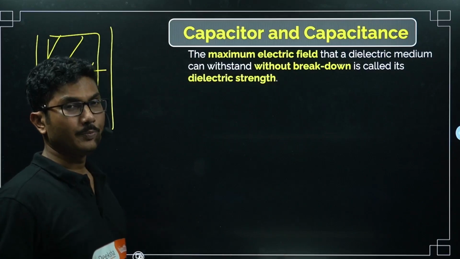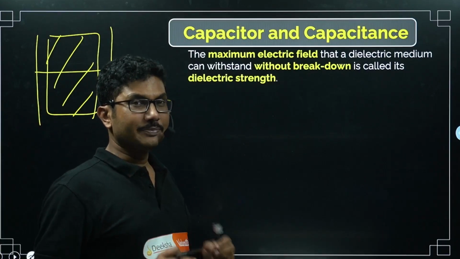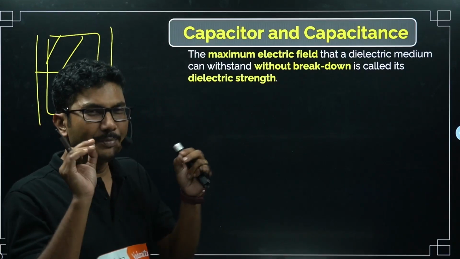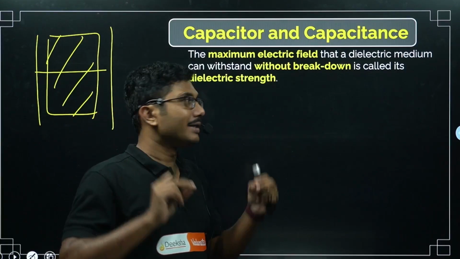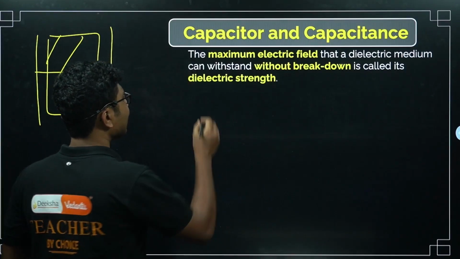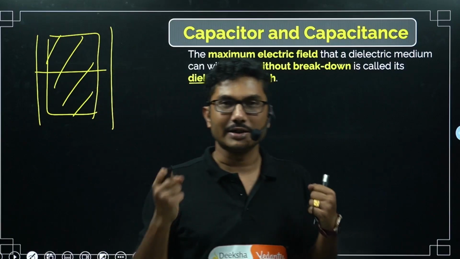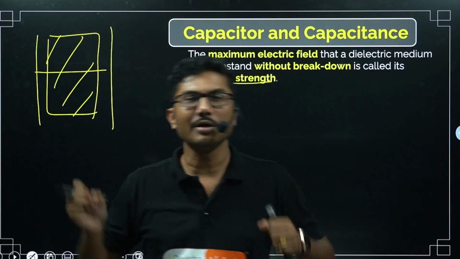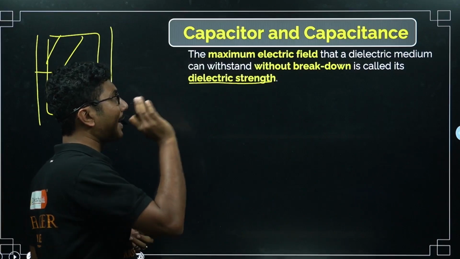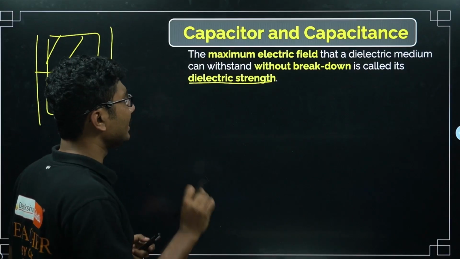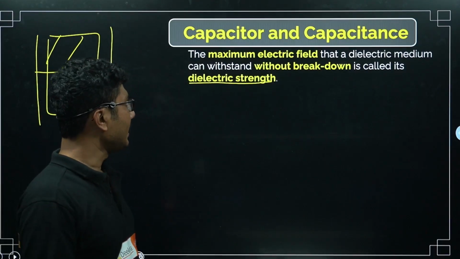Before this breakdown happens, whatever the limit is, that limit is called the dielectric strength. It is the maximum electric field that it can tolerate; even if you add one extra electron, it will break.